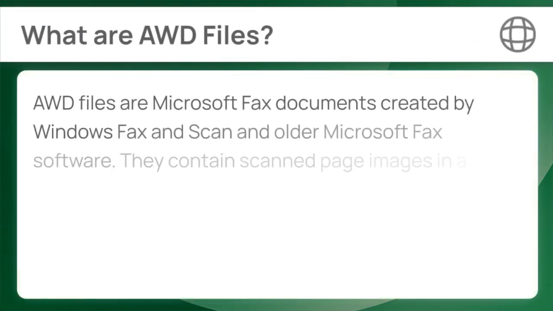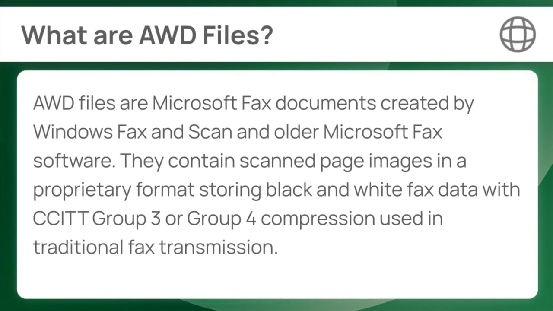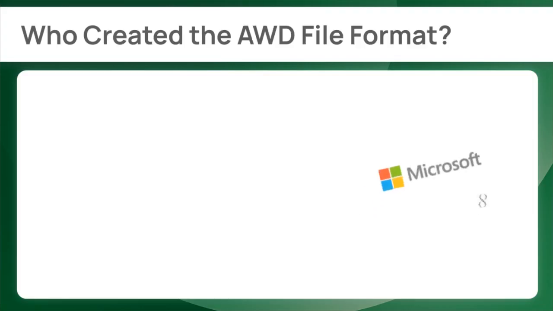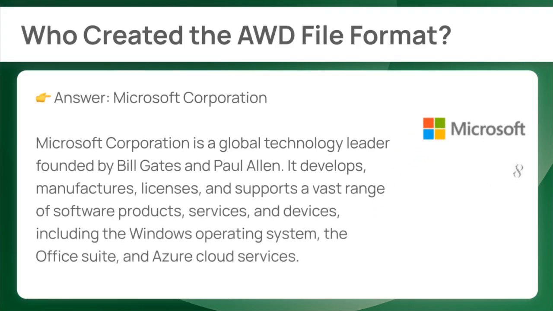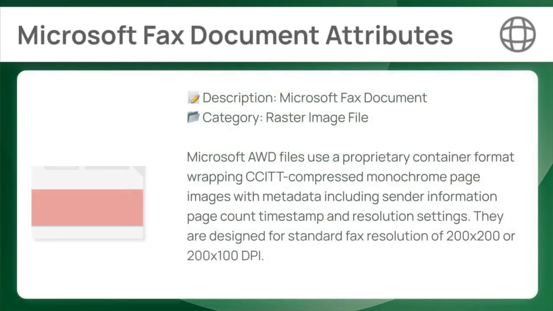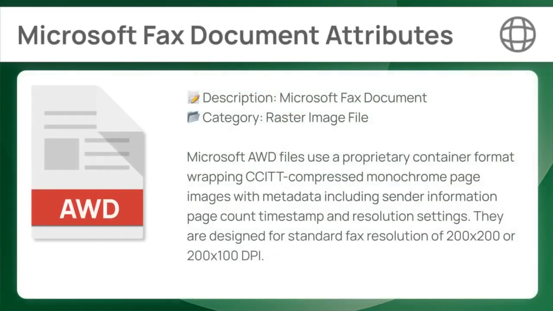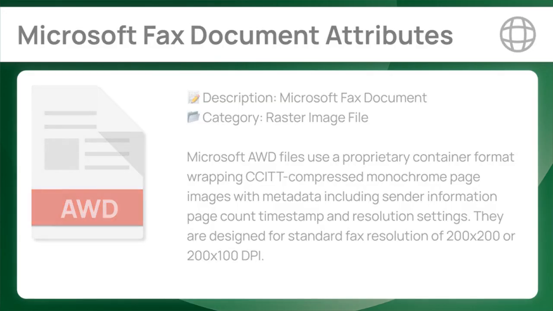AWD files are Microsoft Fax documents created by Windows Fax and Scan and older Microsoft Fax software. They contain scan page images in a proprietary format storing black and white fax data with CCITT Group 3 or Group 4 compression used in traditional fax transmission. Microsoft AWD files use a proprietary container format wrapping CCITT compressed monochrome page images with metadata including sender information, page count, timestamp, and resolution settings. They are designed for standard fax resolution of 200x200 or 200x100 dpi.